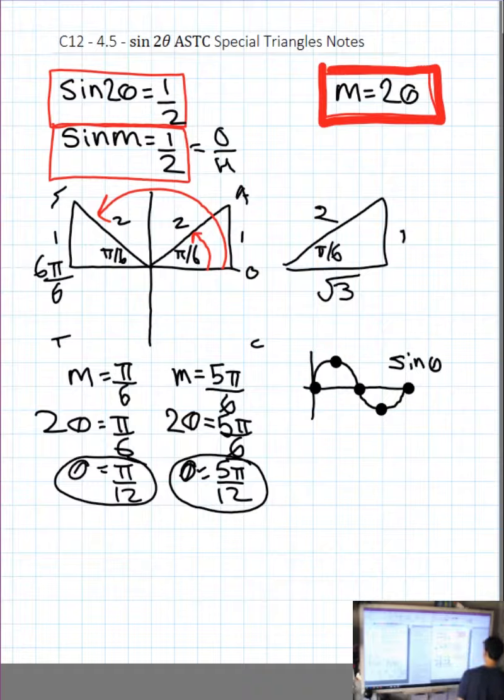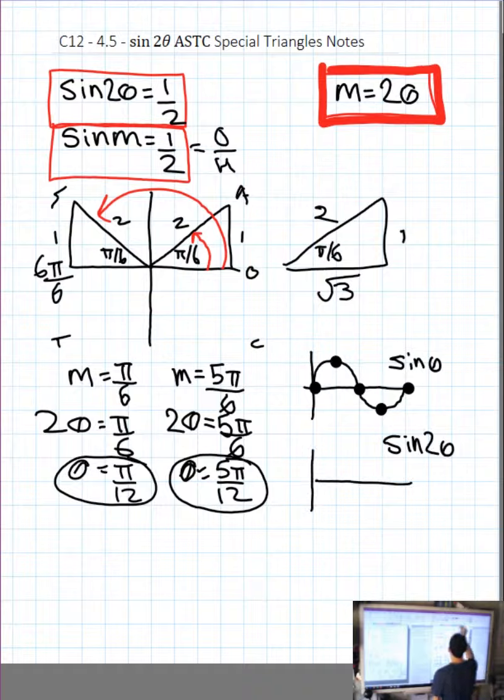Y equals whichever. Now, if I want to graph sine of 2 theta, well, that's a horizontal compression. So where I used to have my last point is now halfway. So everything is halfway. And that is shrunken, but I'm still going from 0 to 2 pi.